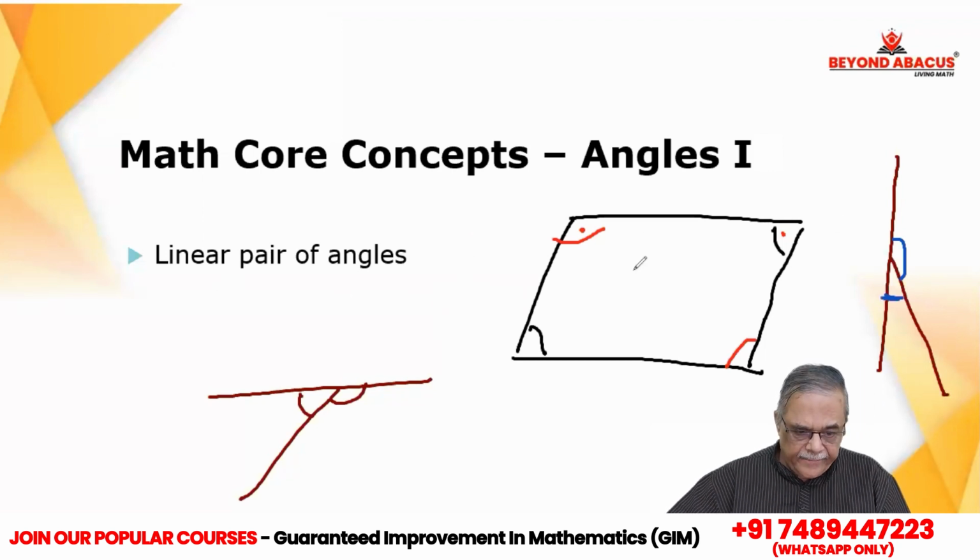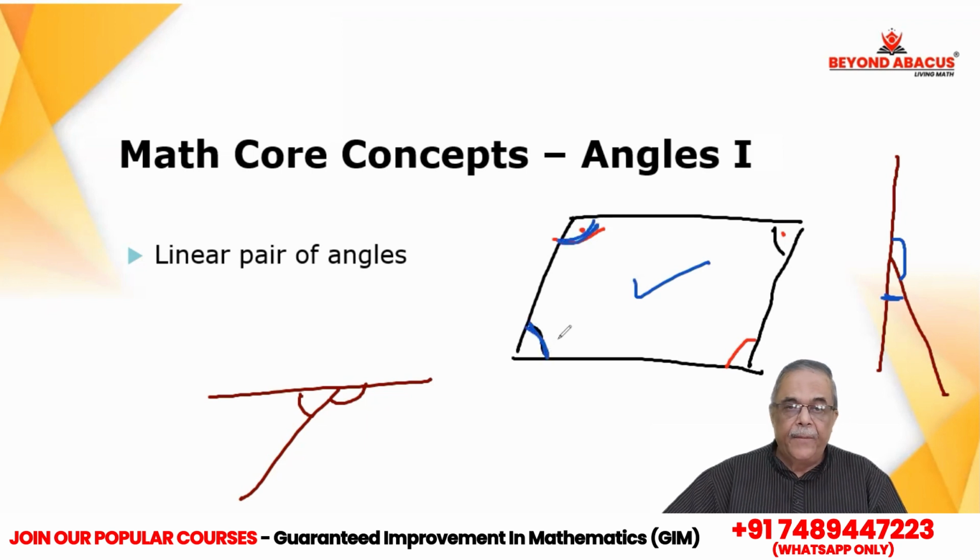But in this case, you have this angle and this angle which are supplementary, but they are not forming a linear pair because now they are not in the same line on either side of the same vertex.